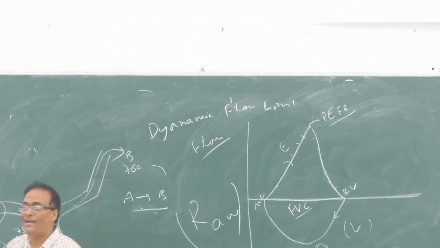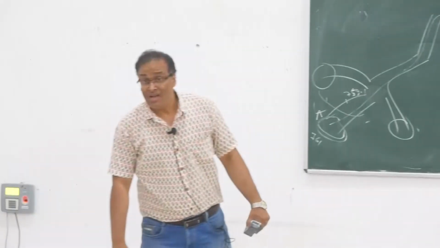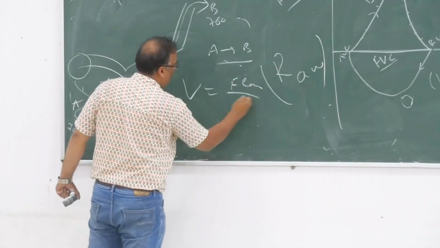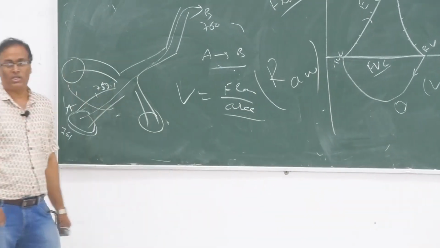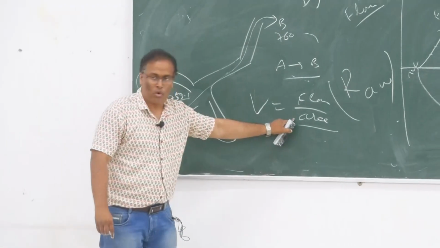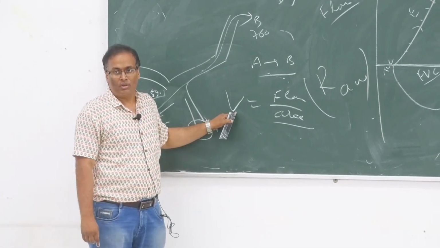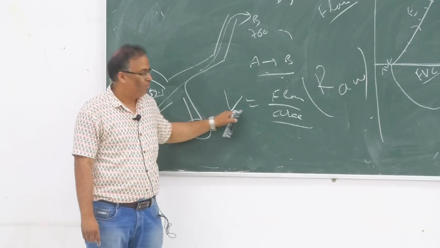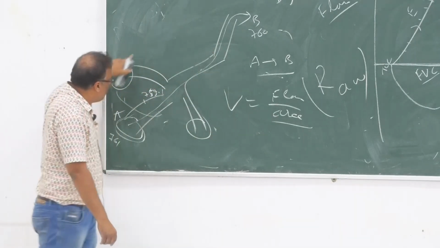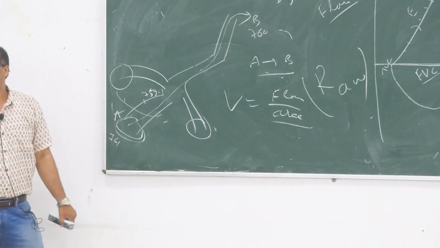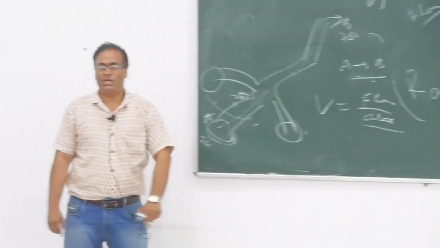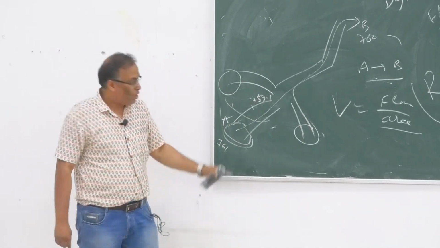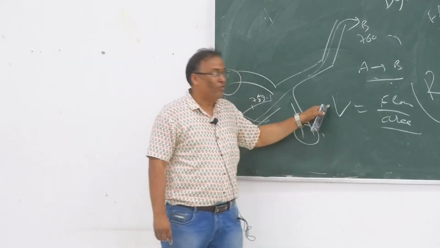Now, it also depends on the velocity. What do you mean by velocity? Velocity is basically flow and area, and area means cross-sectional area. If the cross-sectional area is more, then velocity will be less or more? If it is less, it is more. If it is more, it is less. The velocity depends on the cross-sectional area.